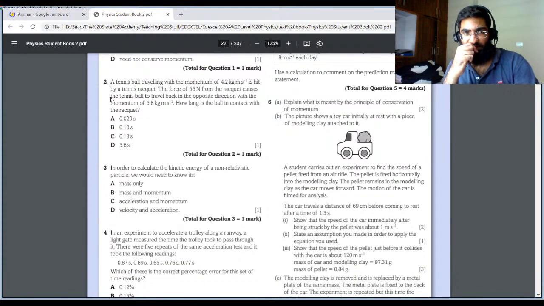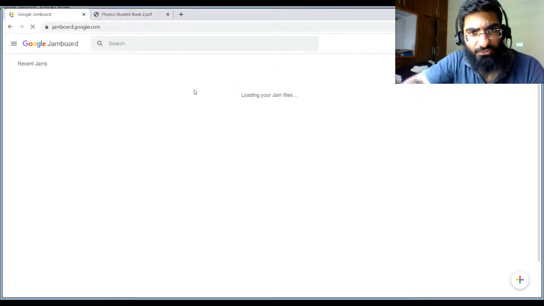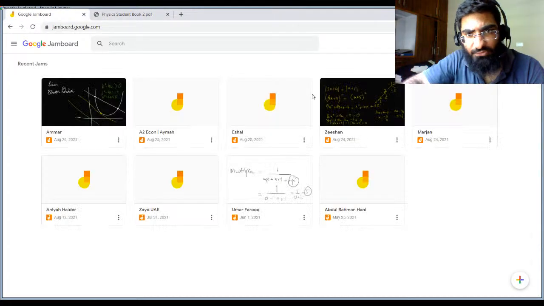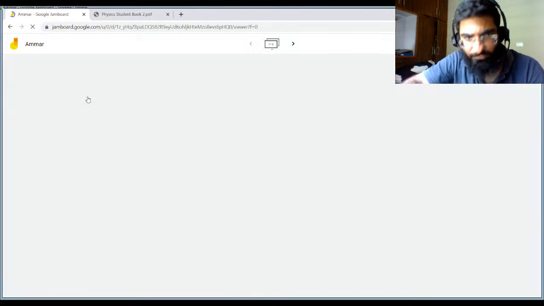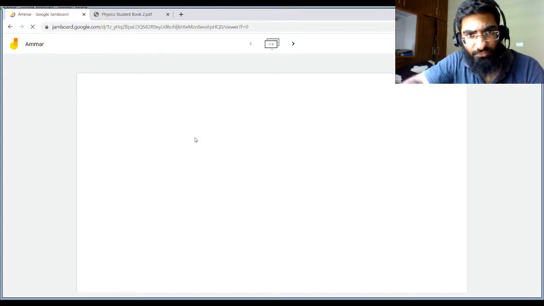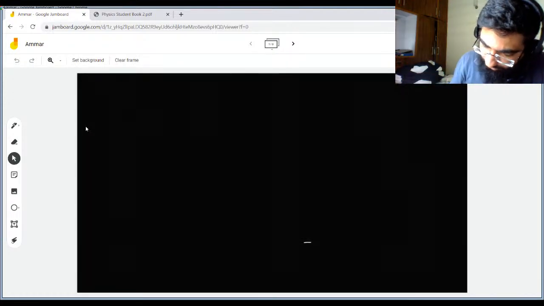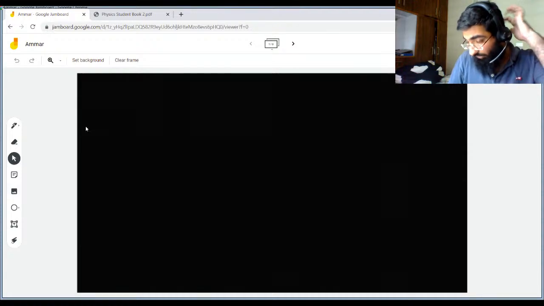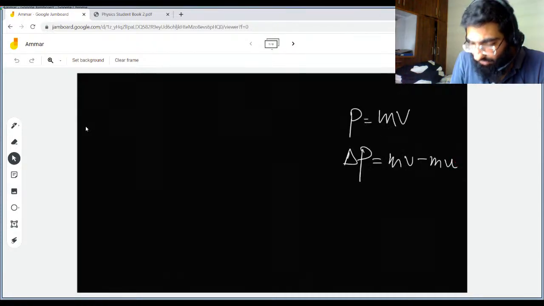I don't know. Okay, here is a hint. Whenever you have got data given, be careful when looking at it. There is something related to impulse. Impulse. And what's the other formula for impulse?